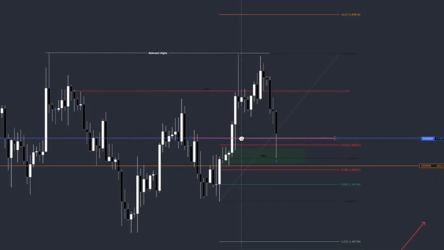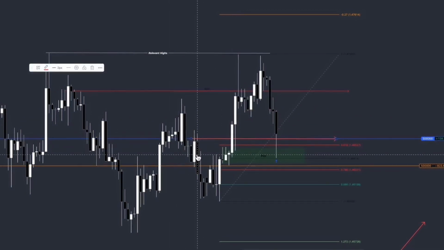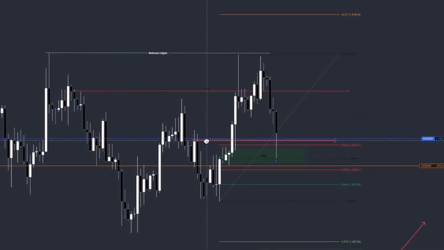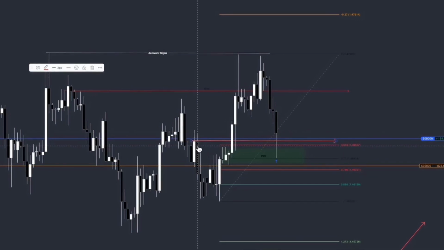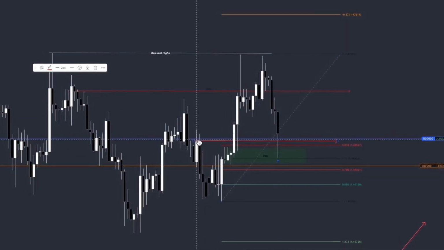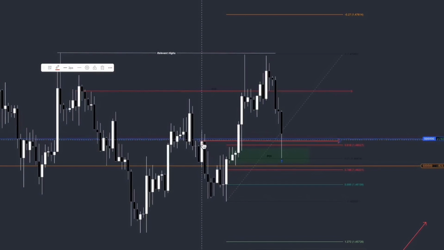It broke a structure. I like to leave it right here because I consider this the more recent lower high, just because this candle came and took away liquidity from this candle right here. So I like to say, quote unquote, this was a stop in price, and then it continued, right? So this was a stop and then it continued.